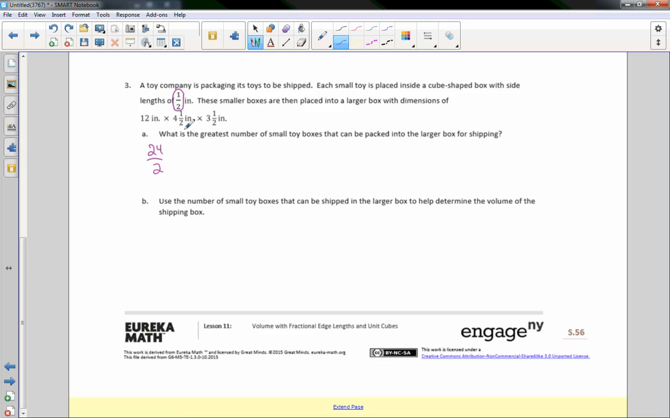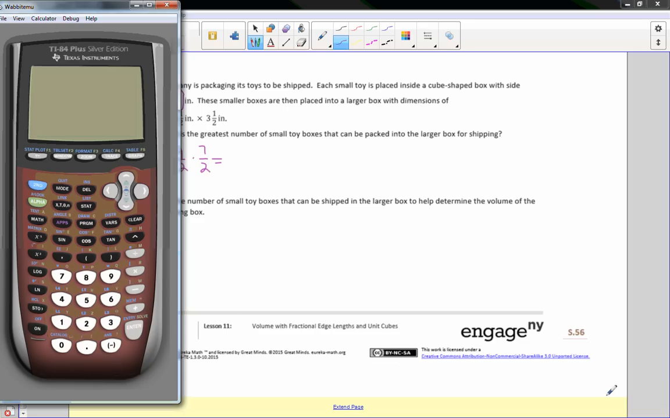The width is 4.5 inches, so then I'm going to multiply by, I'm going to make this an improper fraction. 4 times 2 is 8, plus 1 is 9/2. And then 3 times 2 is 6, plus 1 is 7/2. So when I do this, 24 times 9 times 7, or 9 times 7 is 63. So if I do 24 times 63, it is 1,512.